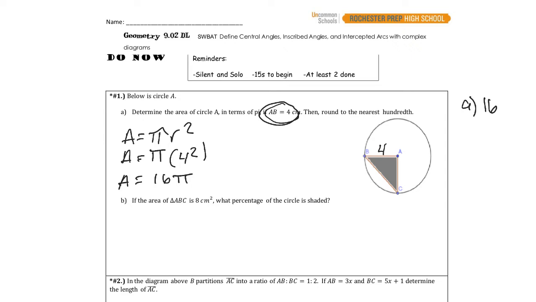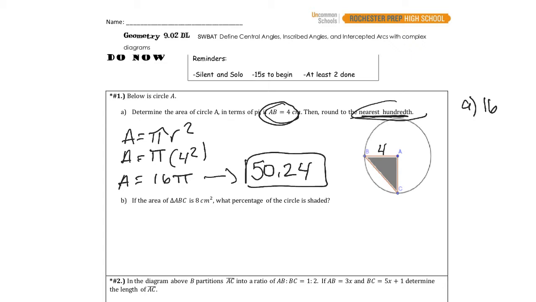It's 16 pi. And if I'm rounding to the nearest hundredth, I actually have to multiply in my calculator 16 times 3.14, which is pi, and I get 50.24. So that is the answer rounded to the nearest hundredth. This is the hundredths place. If it said find the area of the circle in terms of pi, it would have been 16 pi. So just a really quick refresher on in terms of pi.